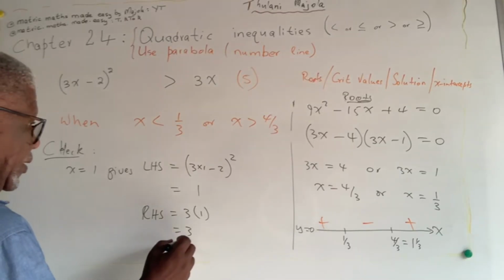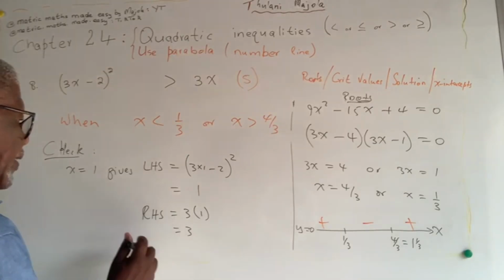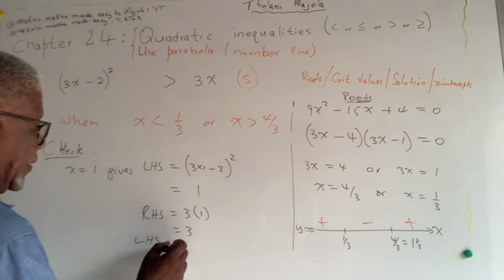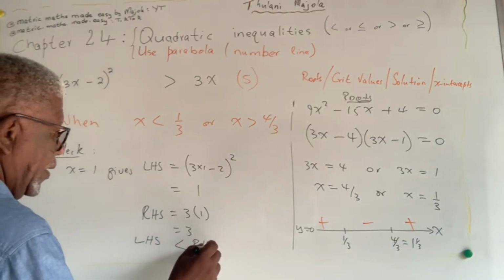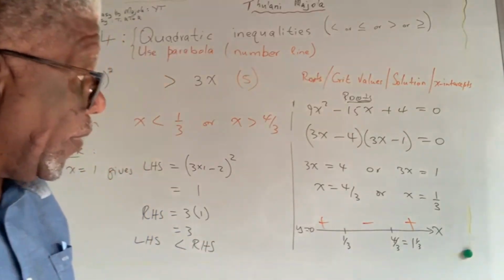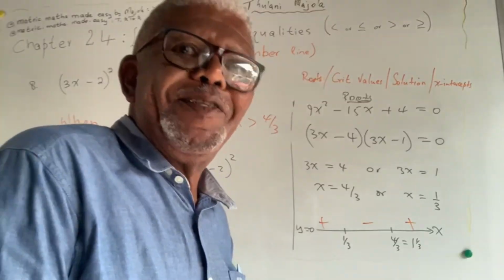So basically what I'm saying is the left hand side is less than the right hand side when x equals 1, because x falls between a third and 4 over 3. So the answer is correct.